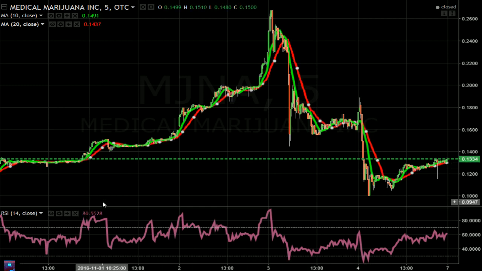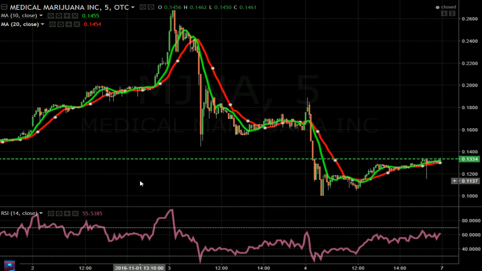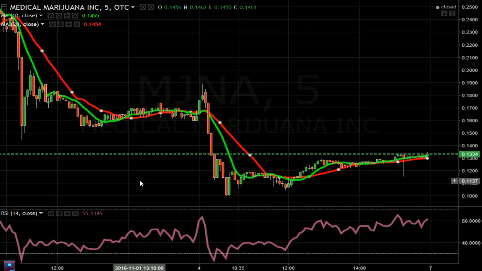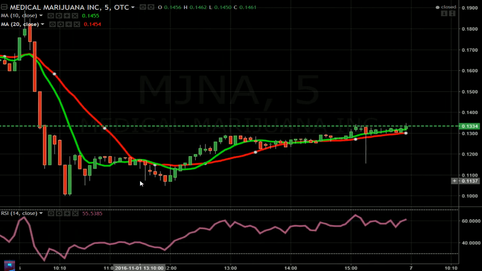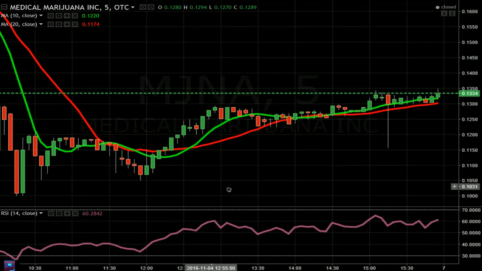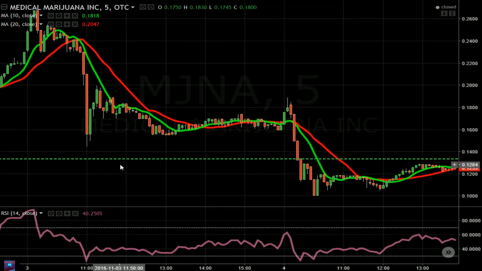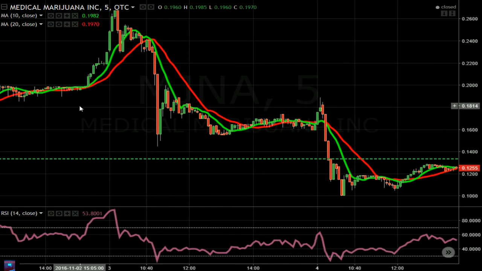And here it is on our MJNA chart, 5-minute chart. The reason we're using a 5-minute chart, obviously it's an OTC stock, so we're not going to set it too far, because we know they move very quickly, but you want to zoom in a little bit so you can make sure you see what's going on. As you can see, the 10 and the 20 moving average is a great way to really affirm a bullish or bearish sign.